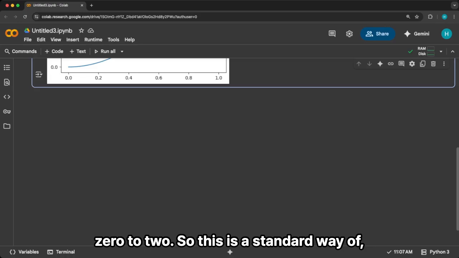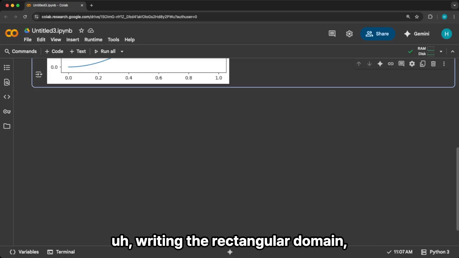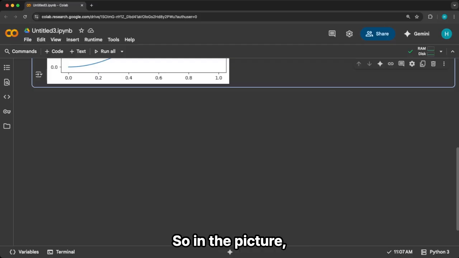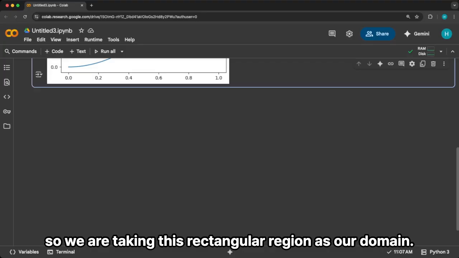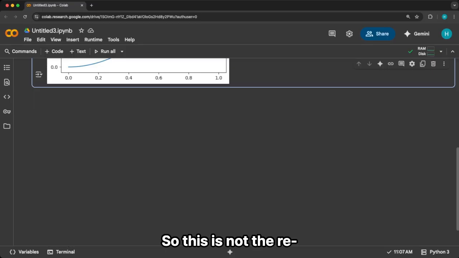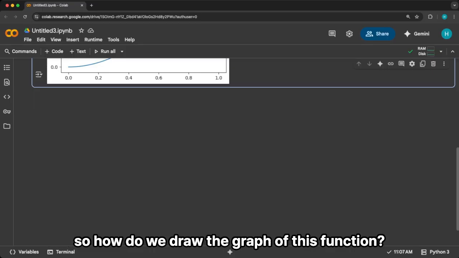So this is a standard way of writing the rectangular domain, rectangular region, which means that this is the x range, and this is the y range. So in the picture, it's -1 to 1 on x and 0 to 2. So we are taking this rectangular region as our domain. So this is not the graph. So how do we draw the graph of the function?